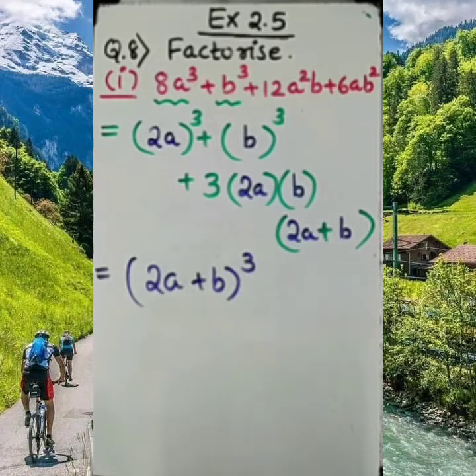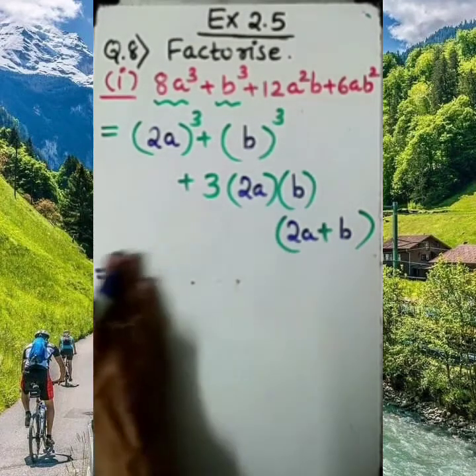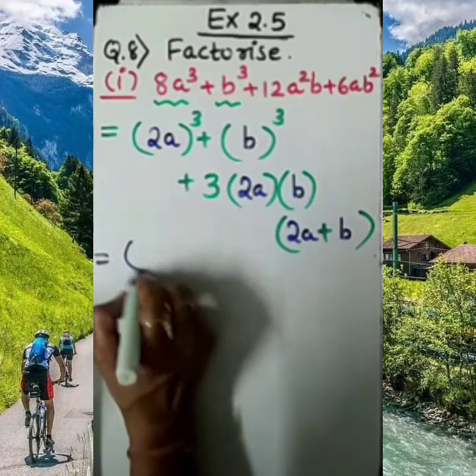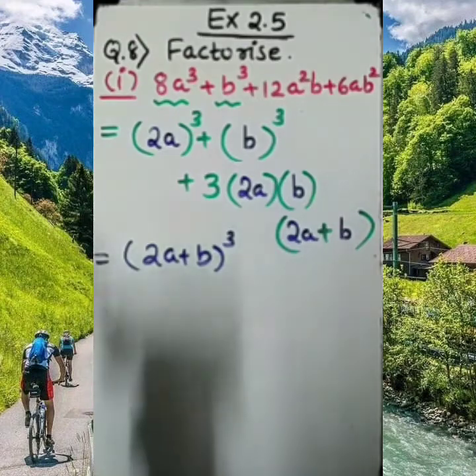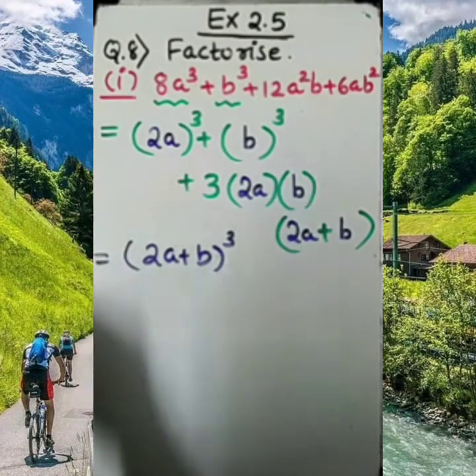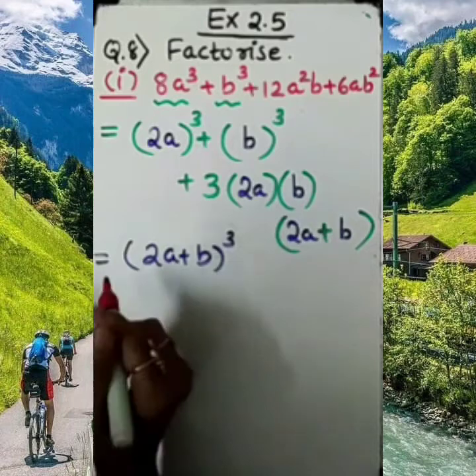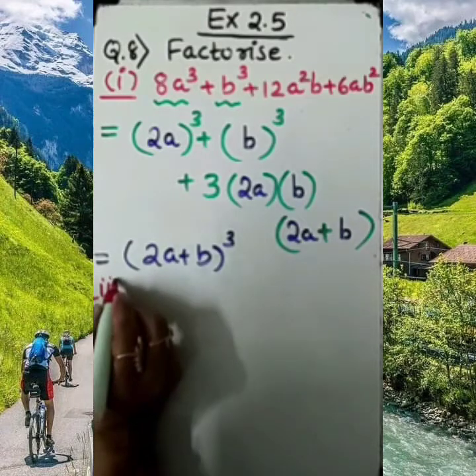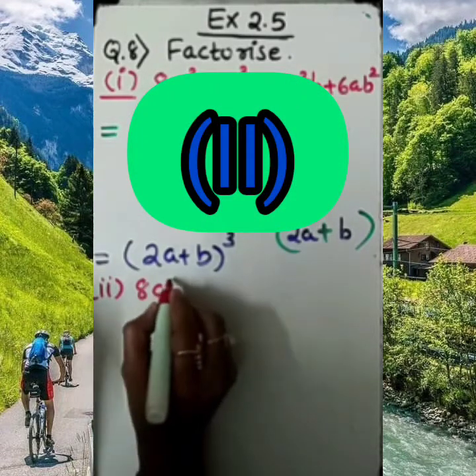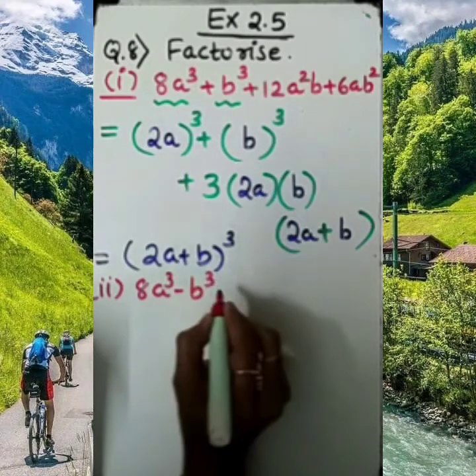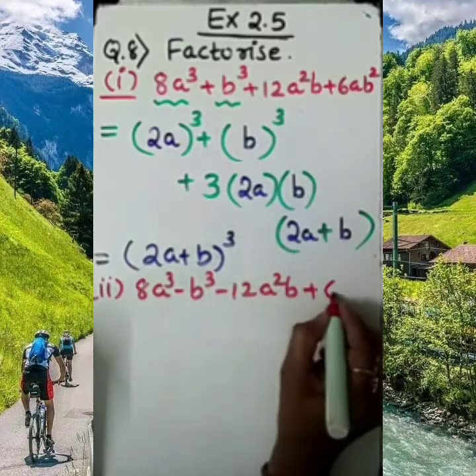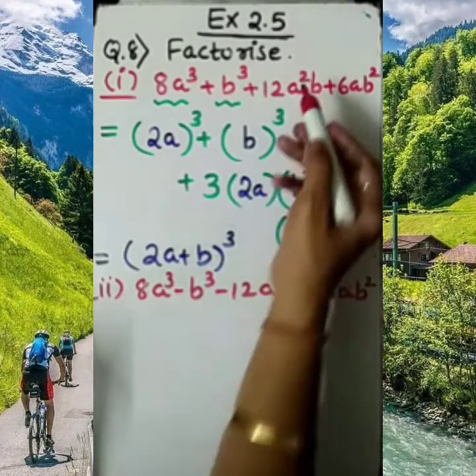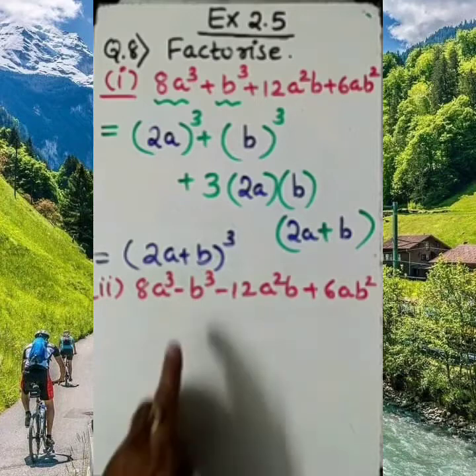The second is the same procedure. For that I am making a little bit of space. The answer is 2a plus b whole cube. This is the first. Now let's work out the second. What we are given, it is given in the minus. So let me note down 8a cube minus b cube minus 12a square b plus 6ab square. The same question is given, only the sign is changed here.